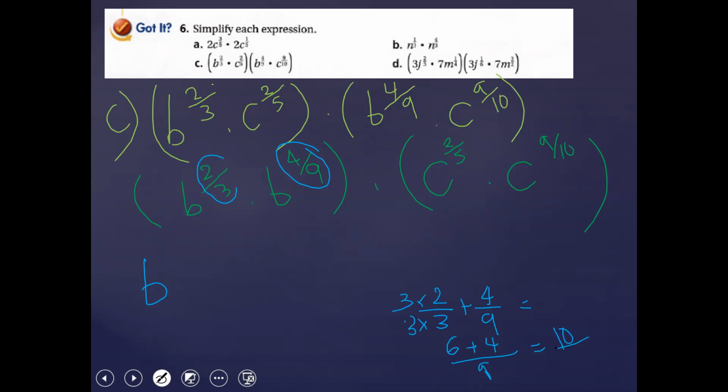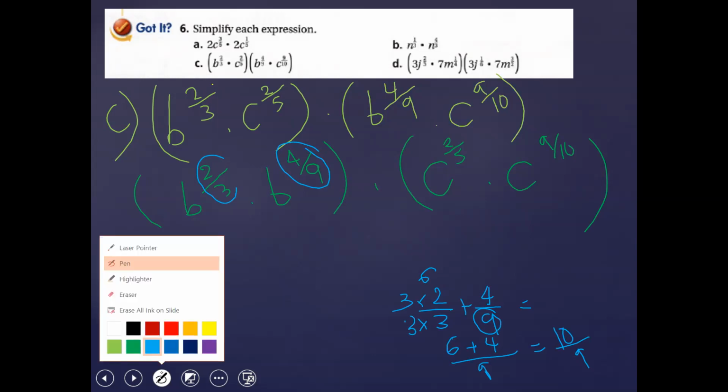10 over 9. How? Look, here you have 9, and here we have a 3. What's the number that if I multiply it by 3, I will get 9? The answer is 3. So 3 times 3 is 9, and 2 times 3 is 6. 6 plus 4 is 10. So the answer now is 10 over 9.